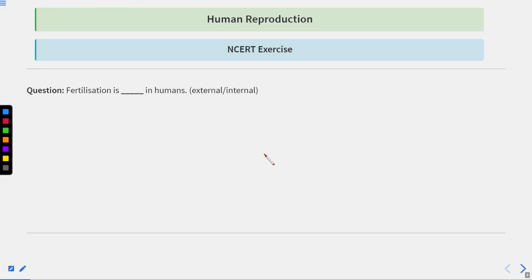Next question. Fertilization is dash in human beings. Options are external and internal. What is fertilization? Fertilization is the fusion of the male and the female gamete. Clear? So in humans, the fertilization is this.